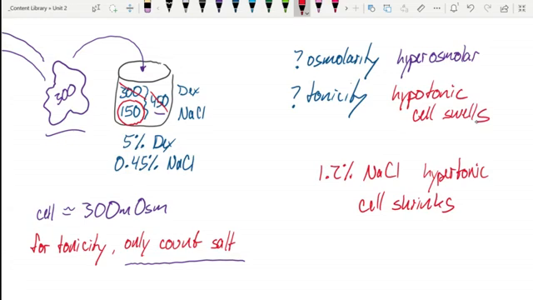Hopefully this gives you a solid understanding of osmosis and then osmolarity and tonicity and how we can predict the movement of water into and out of cells.